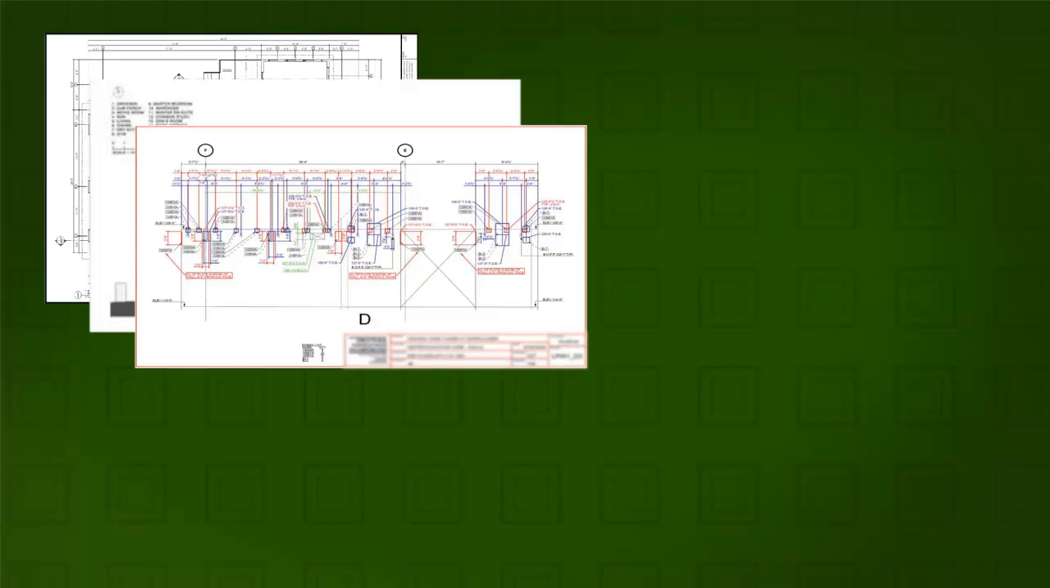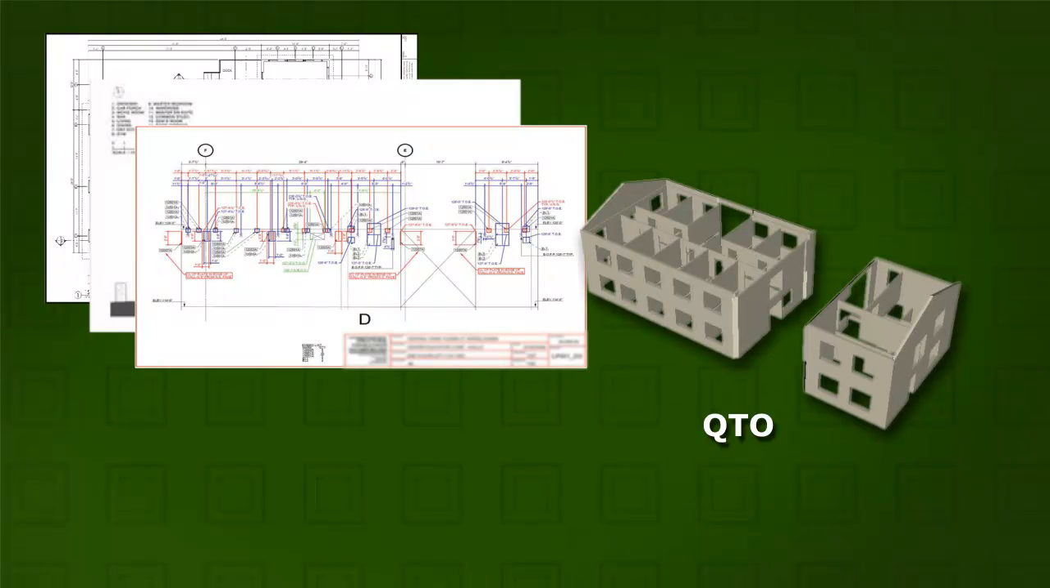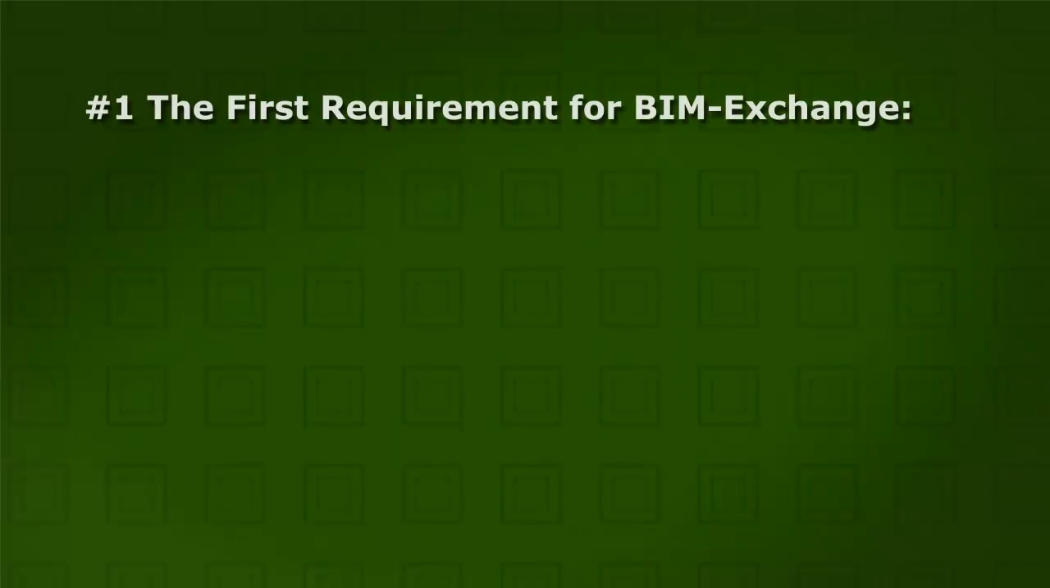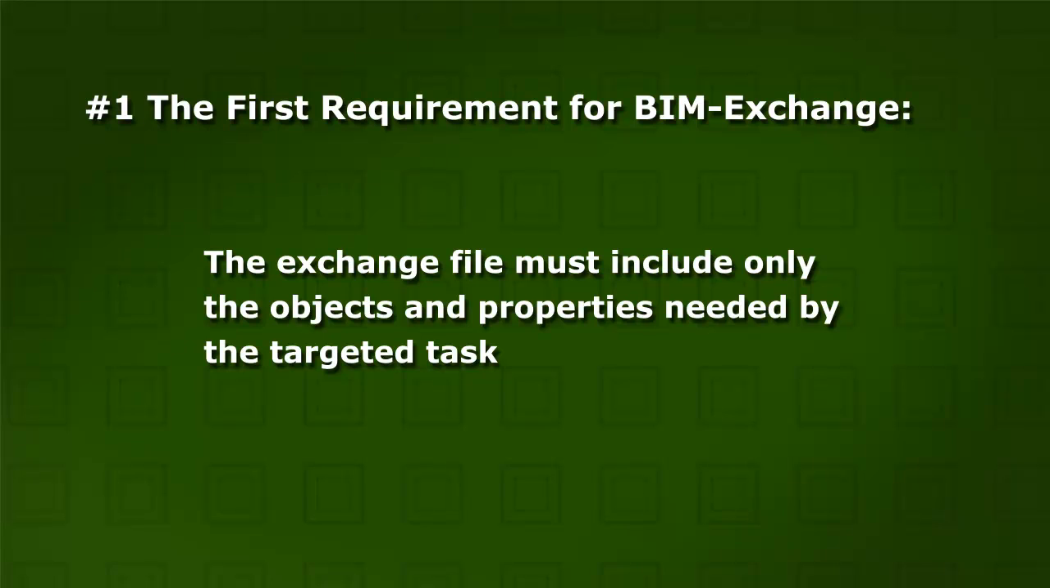Just like you have specific requirements for different kinds of drawings, elevations, sections, details, you have specific requirements for different kinds of BIM exchange files. For example, a BIM exchange targeted to quantity takeoff has very different data requirements than the exchange file targeted to energy analysis. Our target in this tutorial is indeed energy analysis. The first requirement for a BIM exchange file is that it must include only the objects and properties needed by the targeted task. You don't create any drawings with all the objects and properties in them either, do you?